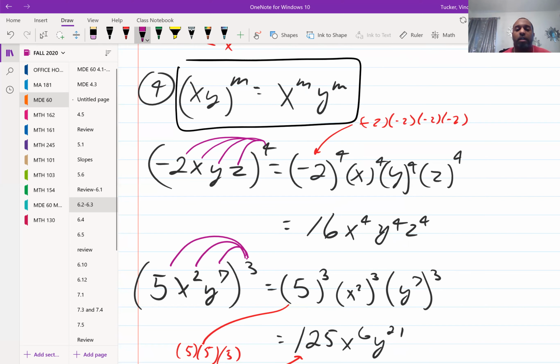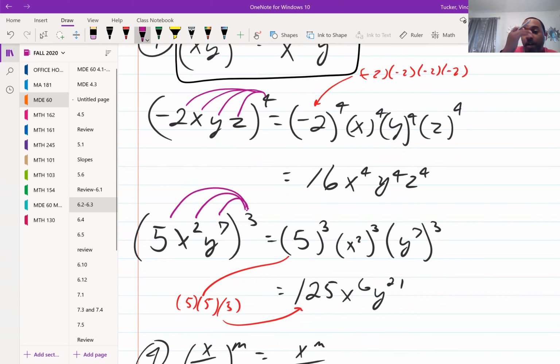And 5 cubed is 5 times 5 times 5, which is 125. X squared to the 3rd power, 2 times 3 for your exponents. Remember, a power to a power means you need to multiply. So that's why we have x to the 6th. Same thing here. Y to the 7th raised to the 3rd power will be y to the 21st.